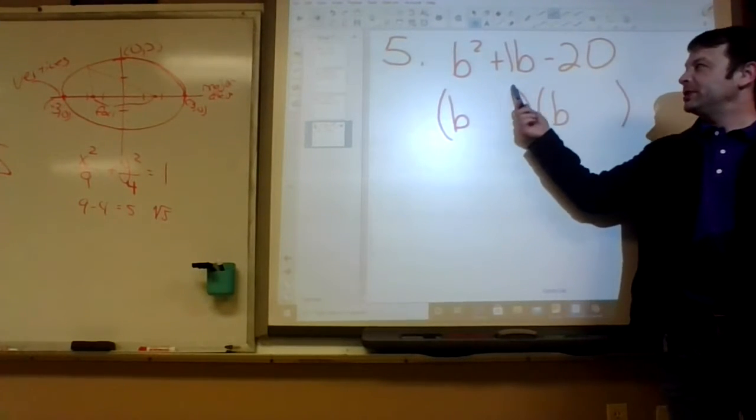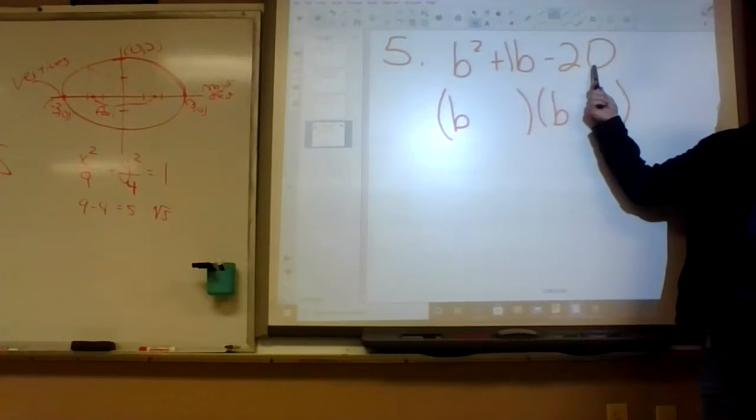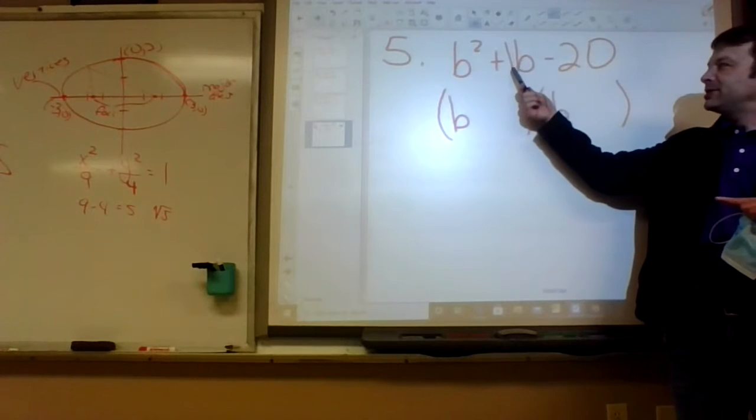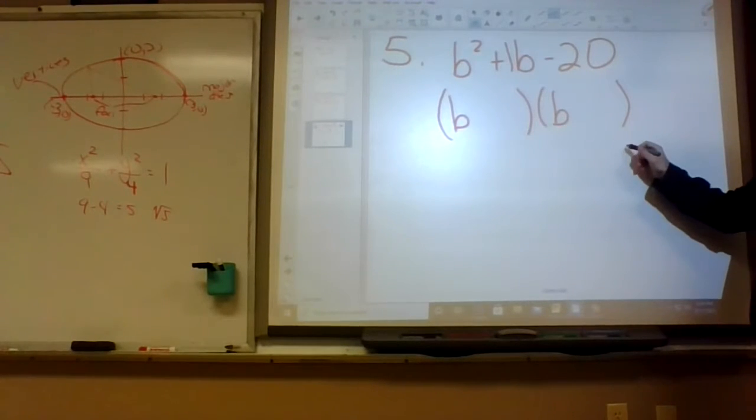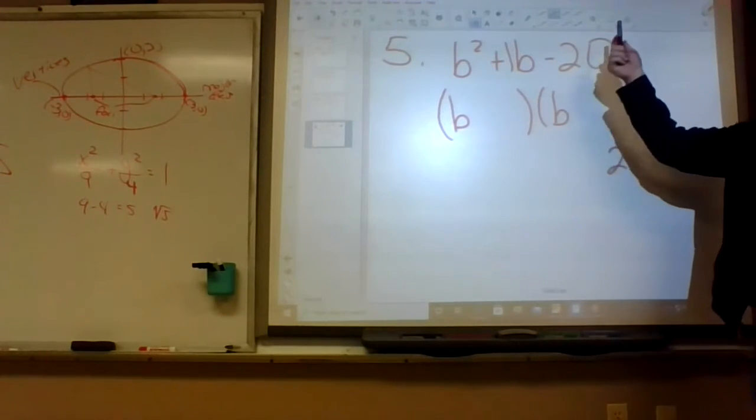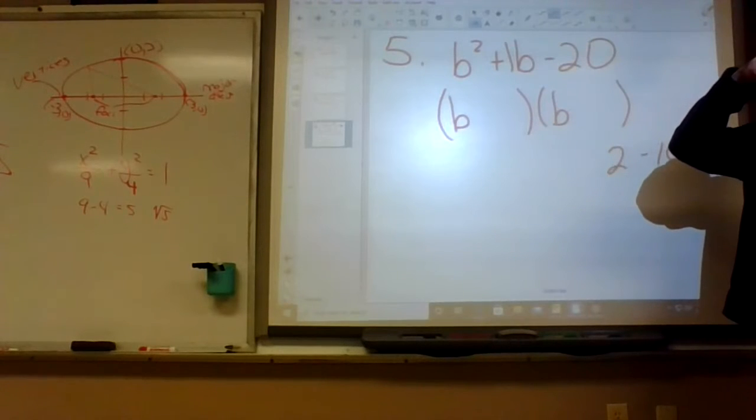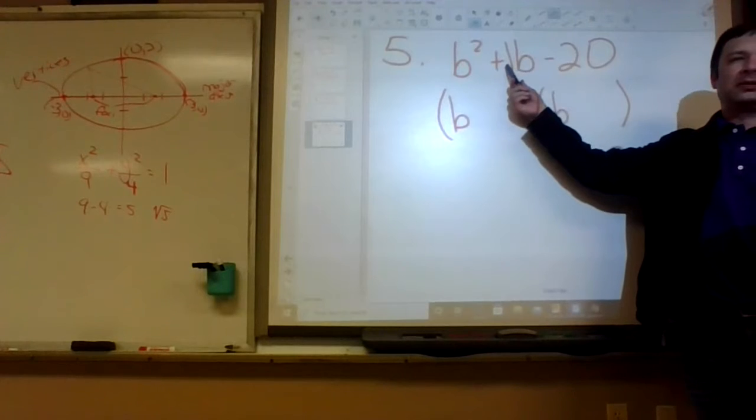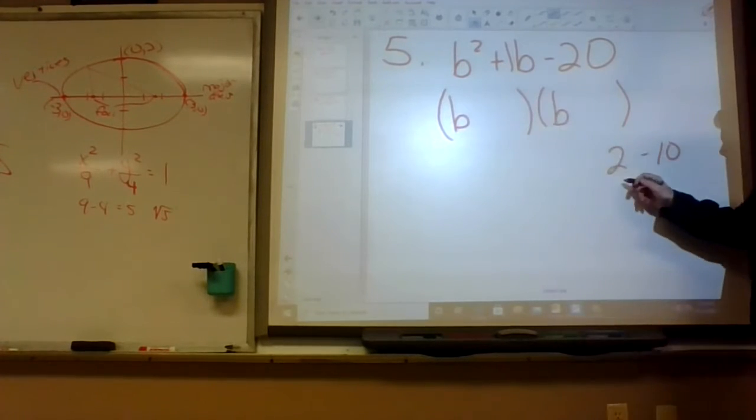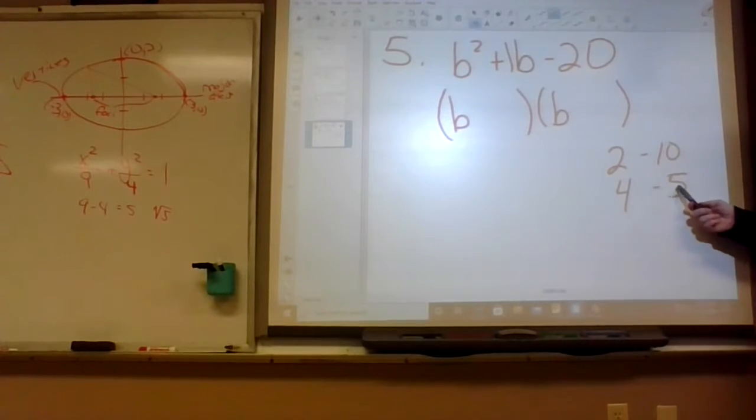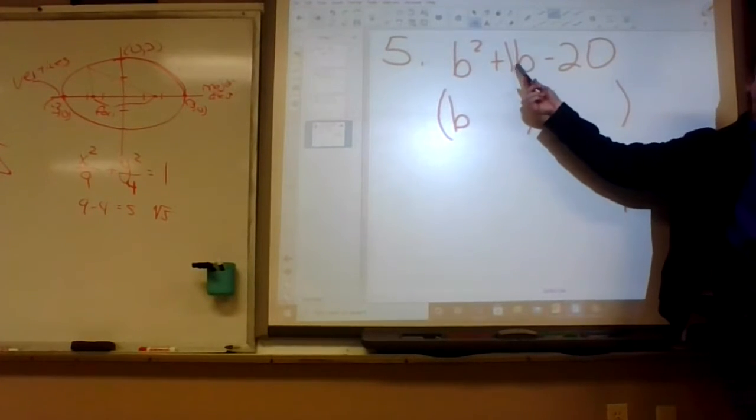You guys remember what I asked next? What multiplies into -20 and adds up to 1? So what can multiply into -20? One of them has to be negative, right? To multiply to a negative, you have to have one positive and one negative. Is there any way 2 and 10 could add up to 1? 4 and 5, one of them would have to be negative. So does this add up to 1? No. Wait, yes, it does.